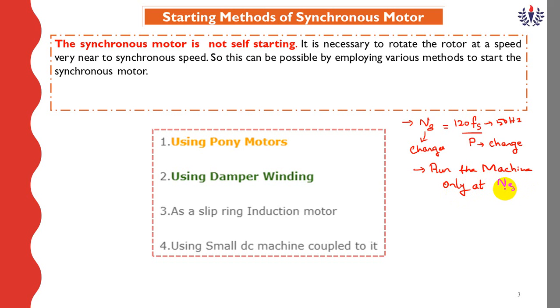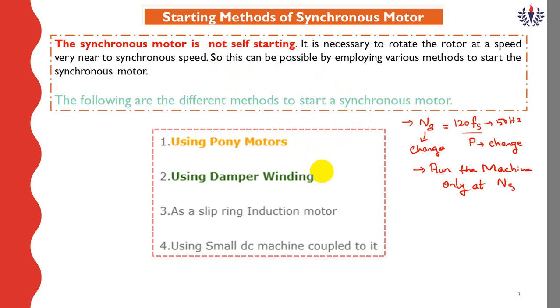Now what do we have to do? To make the motor run at synchronous speed, you have to keep the number of poles and the frequency the same. The number of poles should be 4 and the frequency should be 50 hertz. So we have to take these two parameters into consideration. Generally, as per the concept, the synchronous motor is not self-starting. That is the agenda.